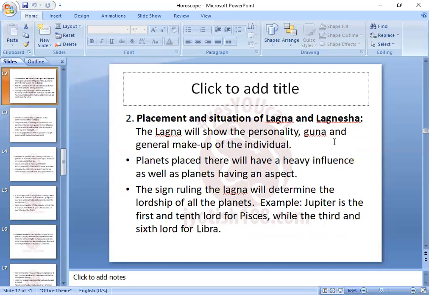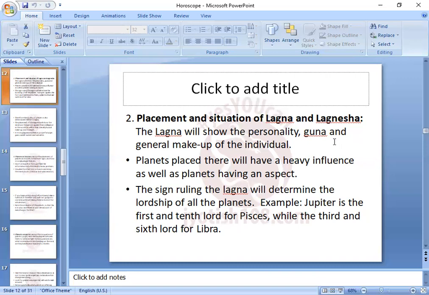What is the truth? Your personality, your guna, and your general makeup. That is the truth. Lagna is always the truth. The Lagnesha will show you whether you like that truth or not, whether you like everything about yourself or not. That is indicated by the position of the Lagnesha from the Lagna.